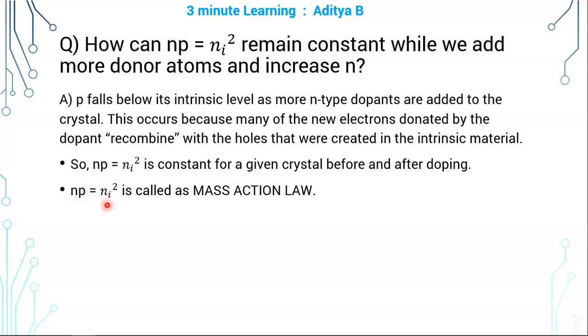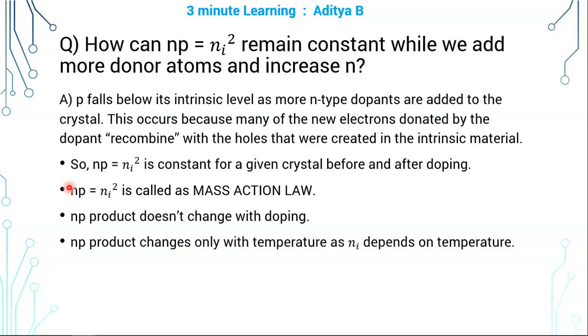N into p is equal to ni square is valid before and after doping, and this is called the mass action law. So even as p, the number of holes, decreases, n is increasing. Whatever n is increasing because of doping is counteracted in the opposite direction by the decrease in the holes. The n into p product doesn't change with doping. It changes only with temperature because ni is a function of temperature.